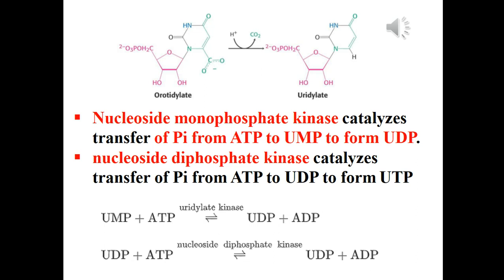Nucleotide monophosphate kinase catalyzes the transfer of phosphate from ATP to uridine monophosphate to form uridine diphosphate. Nucleoside diphosphate kinase catalyzes the transfer of phosphate from ATP to uridine diphosphate to form uridine triphosphate.